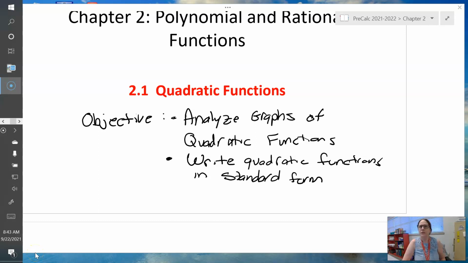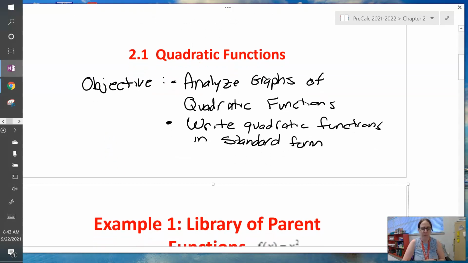Hello, this is Mrs. Snook with Section 2.1, Quadratic Functions. And our objective is to analyze graphs of quadratic functions and to write quadratic functions in standard form.